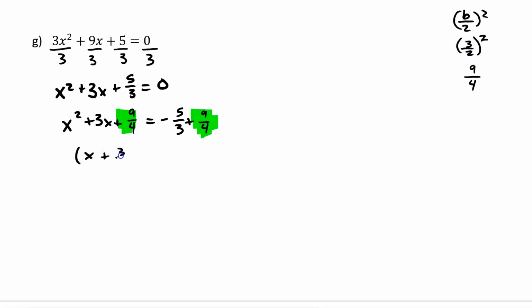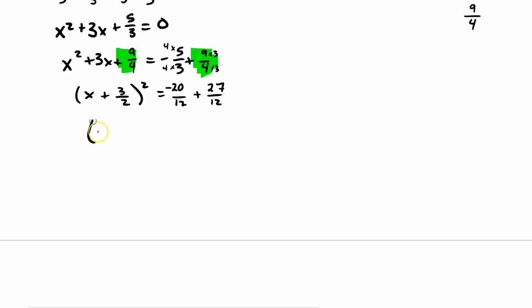X plus 3 over 2 squared equals, now we need to do some fancy footwork here with finding the lowest common denominator, which is 12. 3 times 4 is 12, so we need to multiply the 5 by 4 as well, so negative 20. 4 gets multiplied by 3. Let me just put in this step here. So 9 times 3 is 27, so we're saying plus 27. Let's just take a little time to simplify here. X plus 3 over 2 squared equals 7 over 12.